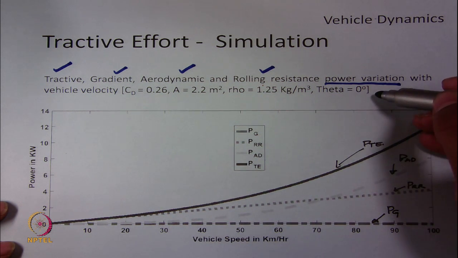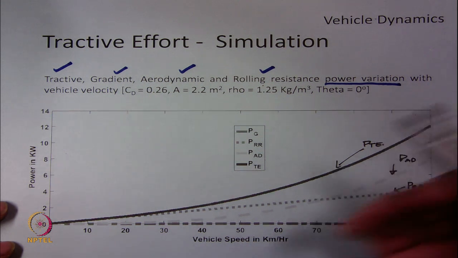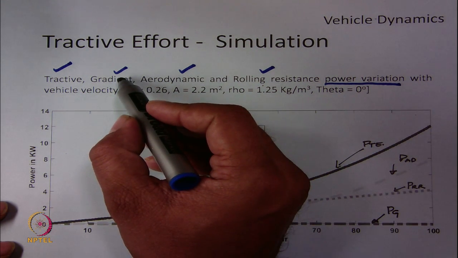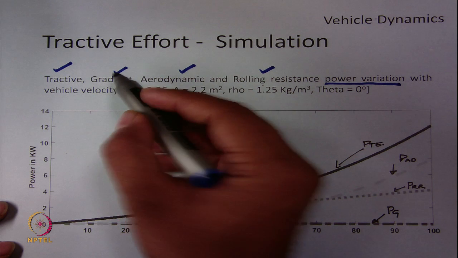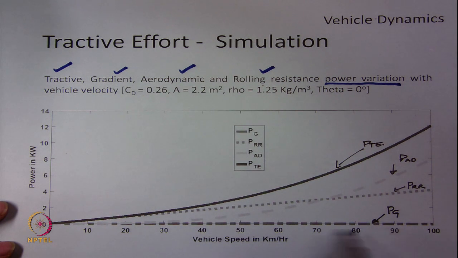So, when theta is 0, we know that there is no power required in terms of gradient force. So, it is 0, because it is m g sin theta and sin theta is 0. And this is the variation of force and the corresponding power required to support the rolling resistance force. It is dominantly a straight line, so this is a weak function of speed, as we have seen.